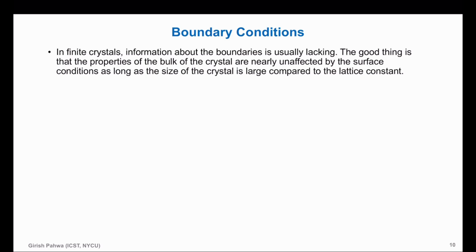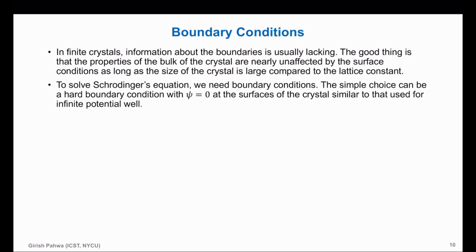So what kind of boundary conditions have we already seen? In an infinite potential well, we assumed that at the infinite boundary, the wave function has to be 0. It's a hard boundary condition. Hard boundary condition means you are giving the wave function some value, it has to be this, say psi equal to 0. So the hard boundary condition is, we assume psi equal to 0 at the surfaces. But is that something which is workable?